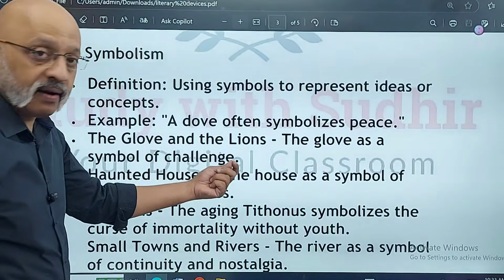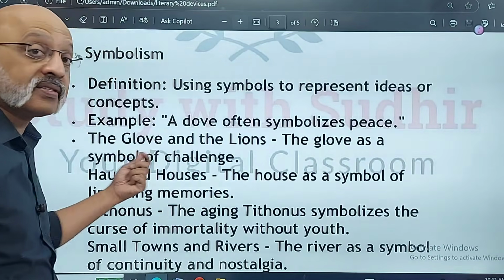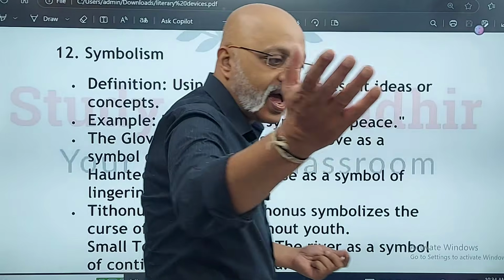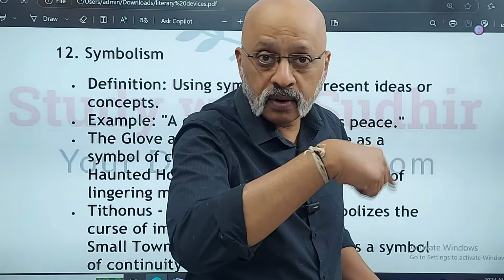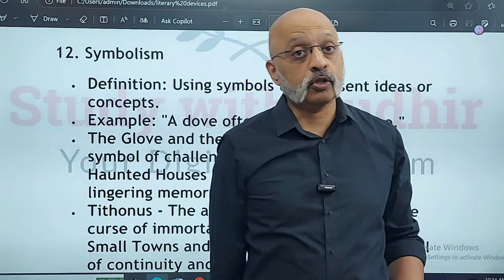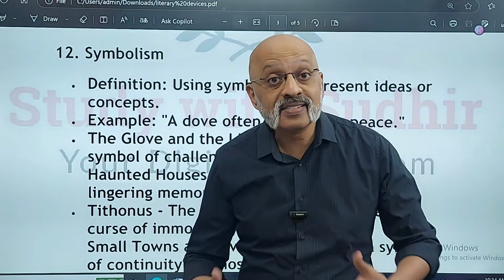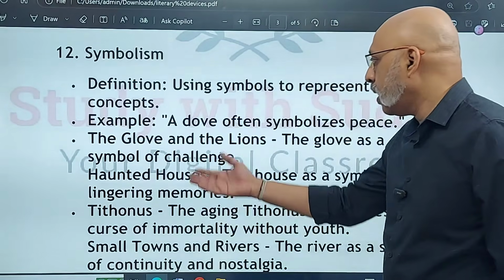Similarly, in the poem The Glove and the Lions, which is there in ICSE class 10, the glove is a symbol of challenge, because the lady has dropped it into the ring and she wants her lover to go and retrieve it, where there are those two ferocious lions. So it is a symbol of challenge being thrown at the lover, the count.